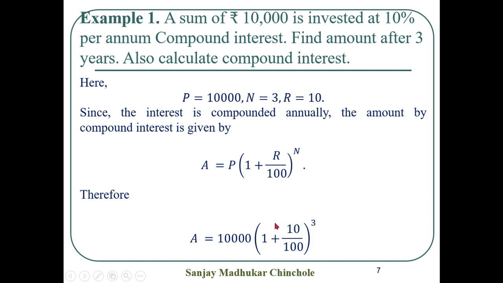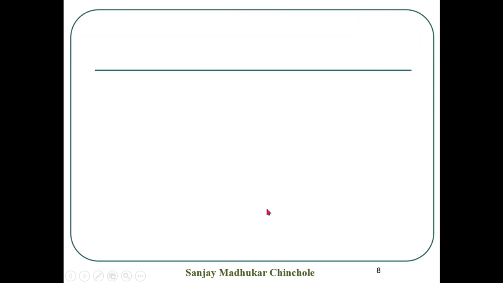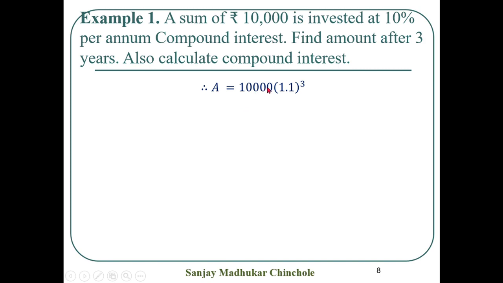This 10 upon 100 is nothing but 0.1, and so it is 1 plus 0.1 means 1.1. So we will get A is equal to 10,000 into bracket 1.1 bracket cube, and 1.1 cube is nothing but 1.331. So it will be A is equal to 10,000 into 1.331, and finally we will get the amount by compound interest after 3 years is equal to 13,310.